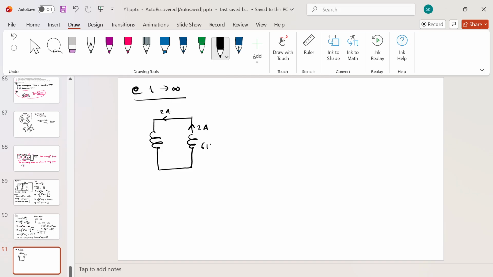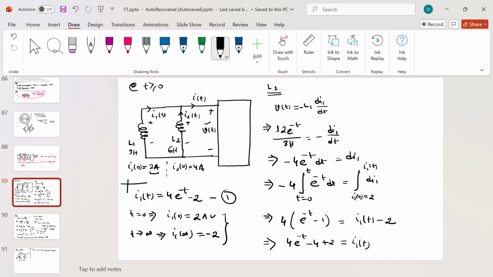Now you have 6 Henry here, and 3 Henry here, right? This 2 ampere current will flow in these 2 inductors. So at steady state, this particular set will have some energy. If you see the energy stored at t equal to 0, that means energy stored in inductor L1 and in inductor L2 at t equal to 0, it is simply half into 3 into 2 square plus half into 6 into 4 square, right? It was 2 ampere and 4 ampere, the initial currents.